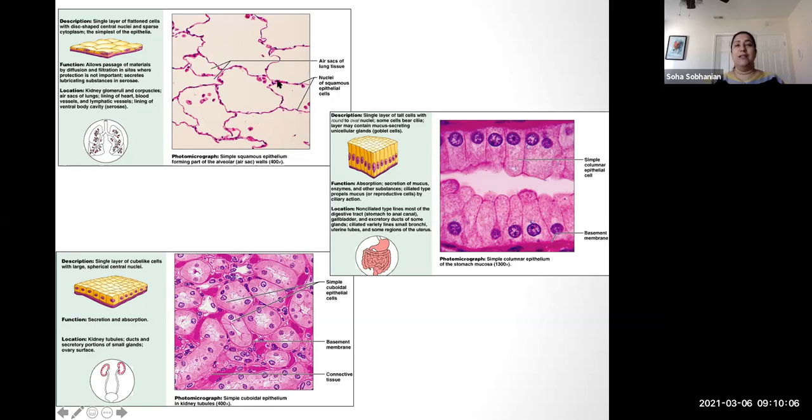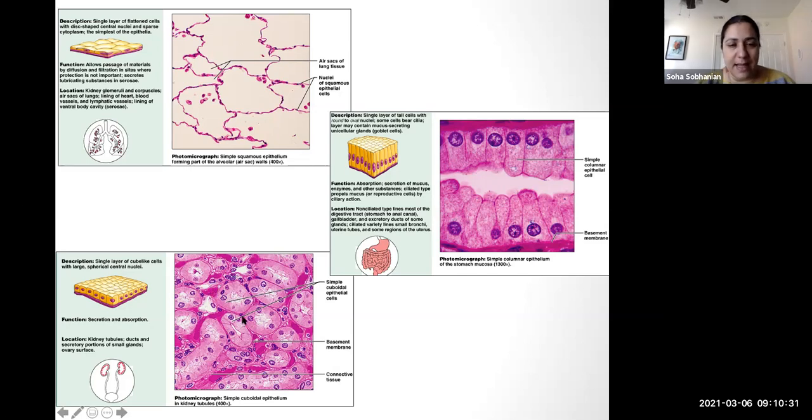Notice the nucleus is not a beautiful round nucleus. They kind of look flattened. That means that these cells are flattened and a single layer of cells. So they're simple squamous epithelium. There's a bunch of locations listed here, but the best example that you can see here would be your lung tissue.